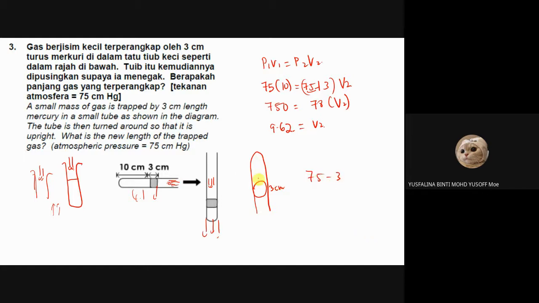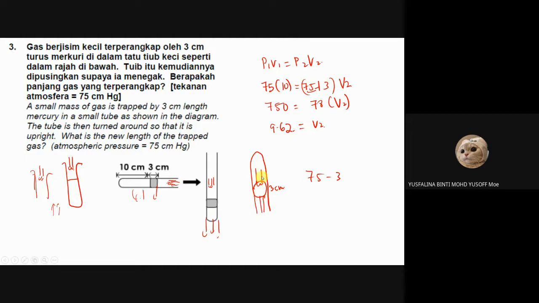Okay, because the atmospheric pressure is acting this way, and the gravity is acting downward. So this is the opposite, right? Opposite direction. So you have to minus, 75 minus 3. But for this one, it's the same. Okay, so it's the same, you have to plus 3.